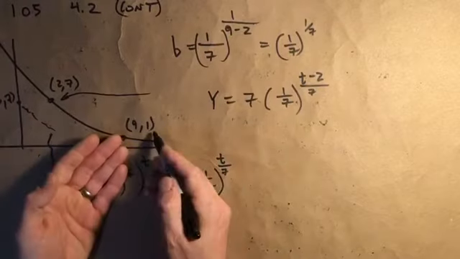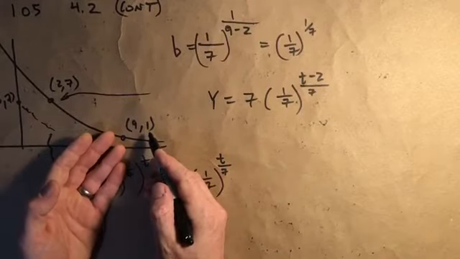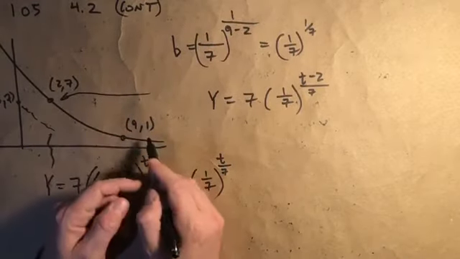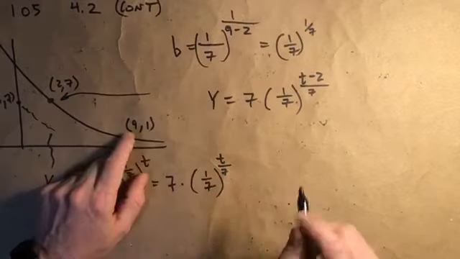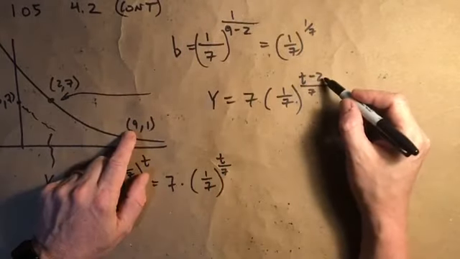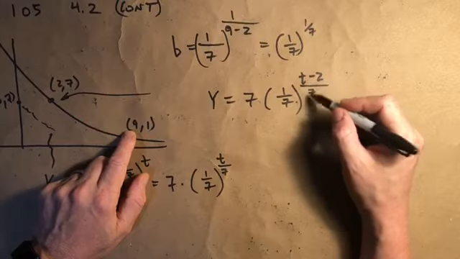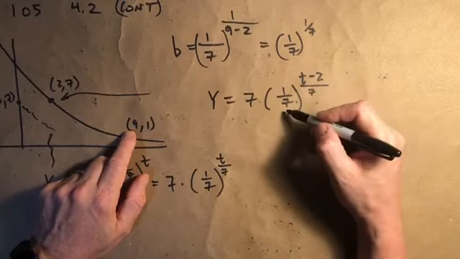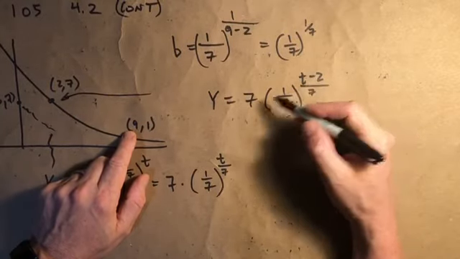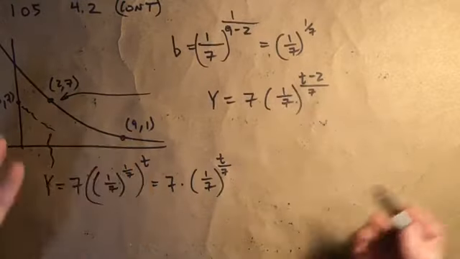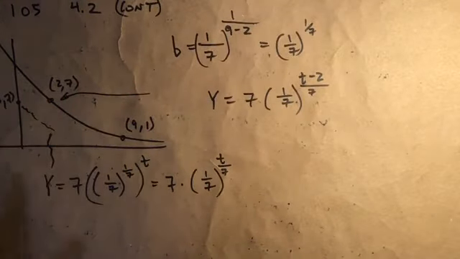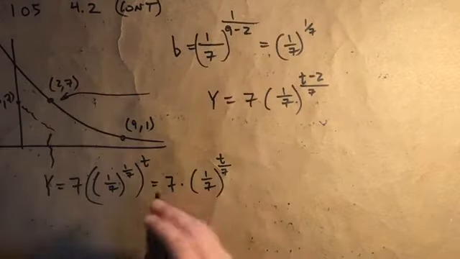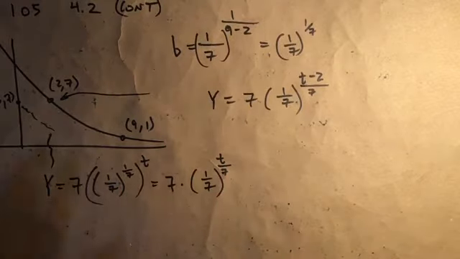You know, I could also test this point right here. When I plug 9 in, I better get 1 out. And so let's see what happens. 9 minus 2 is going to be 7. 7 over 7 is 1. 1/7 raised to the first is 1/7. And then 7 times 1/7 gives me that 1 back. And we're great.